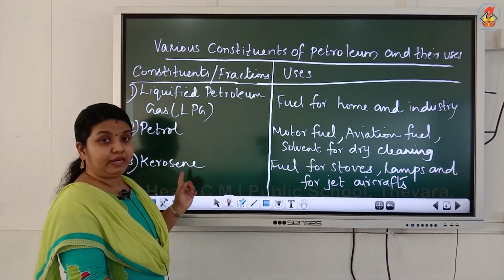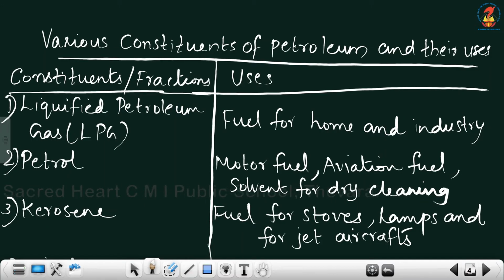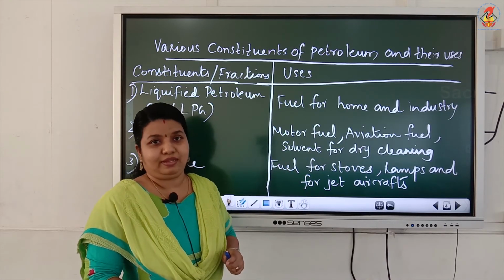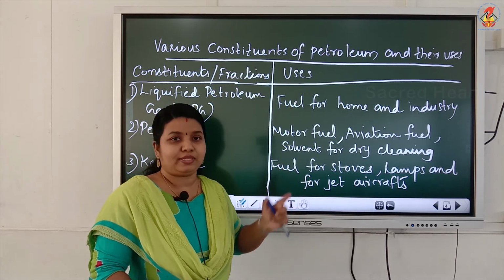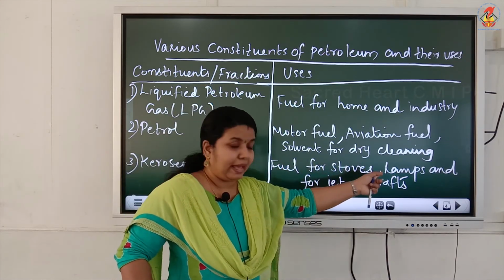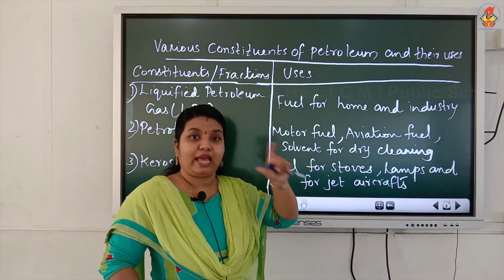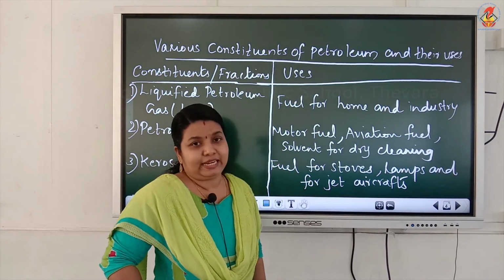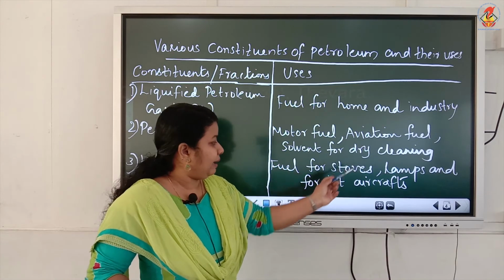Then kerosene. It is a fuel for stoves, lamps and for jet aircrafts. Nowadays, all of us have electricity at home and also we have LPG to cook food. But earlier, kerosene was the main domestic fuel. When electricity was not there and when LPG was not known, people used kerosene and they used to cook food in kerosene stoves. Instead of electric bulbs, there were lamps which used kerosene. So, it is a fuel for stove, lamp and for jet aircraft.